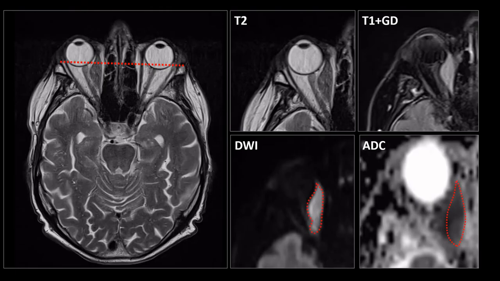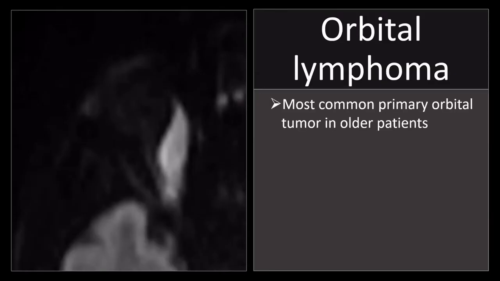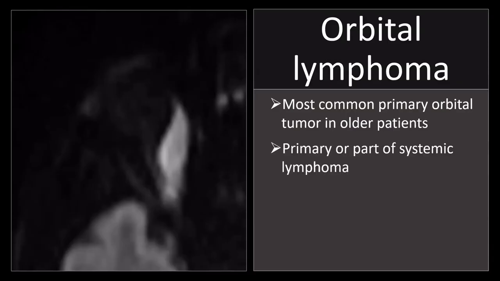Why is that? Because this is a lymphoma, and a lymphoma is a hypercellular tumor, and hypercellular tumors are often associated with diffusion restriction because they have very narrow intercellular spaces due to the presence of a lot of very small cells, causing limited room for water molecules to diffuse between the cells. Orbital lymphoma is the most common primary orbital tumor in older patients. Once again, it can basically involve any part of the orbit, but is often found in the extraocular muscles. It can be seen as a primary orbital lymphoma, but can also be part of a systemic lymphoma.